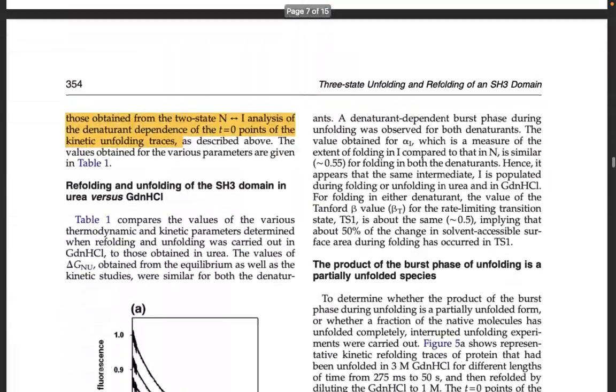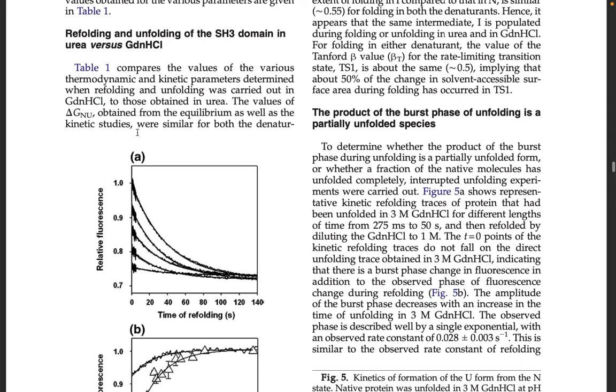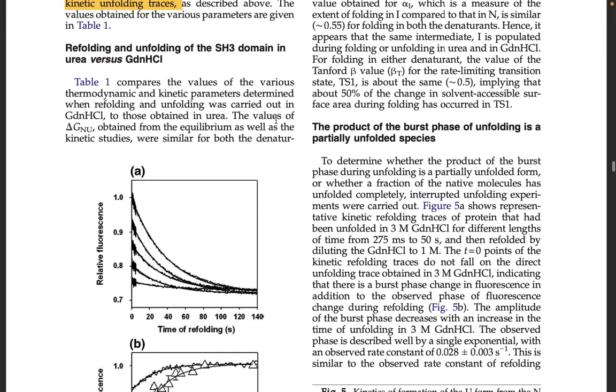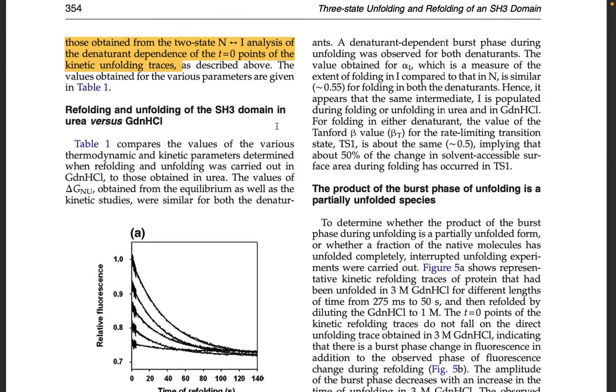Okay. So now, refolding and unfolding of the SS3 domain in urea versus guanidinium hydrochloride. So they have presented the difference. I can quickly go through this. Table 1 compares the values of various thermodynamic and kinetic parameters determined when refolding and unfolding was carried out in guanidinium hydrochloride to those obtained in urea. The values of delta G and U obtained from equilibrium as well as the kinetic studies were similar for both the denaturants.